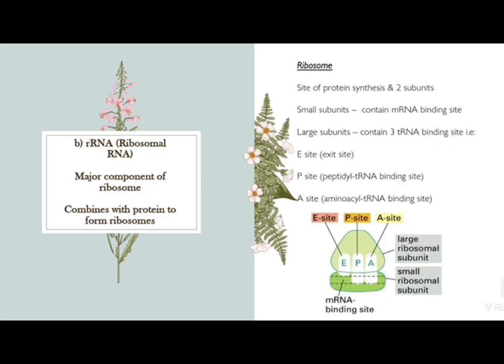Next is the rRNA, ribosomal RNA, which is the major component of ribosome. I think we all know that the function of ribosome is to synthesize protein, and it will combine with protein to form ribosomes. So the ribosome, the site of protein synthesis, has two subunits, the small subunit and the large subunit. The small subunit contains the mRNA binding site, and the large subunit has three tRNA binding sites, which are the exit site, the P site, the peptidyl tRNA binding site, and the A site, which is the amino acyl tRNA binding site.